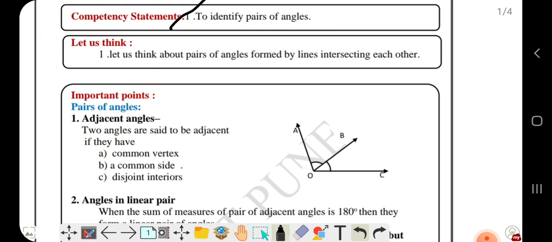Let us think about pairs of angles formed by lines intersecting each other. The statement says we should think about the angles made up by two lines when they intersect. If I draw one line, and then there is another line, there are some angles due to this intersection. So we have to learn about these angles, and in this session we are going to learn that.